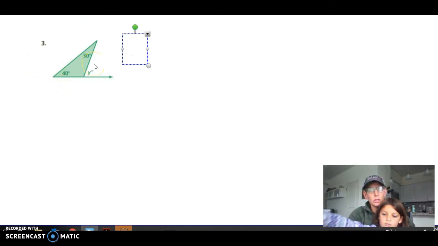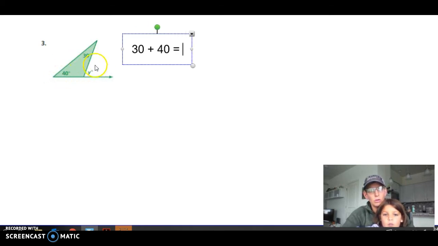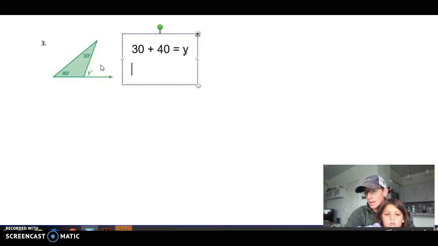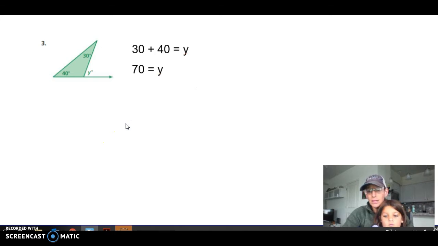So what we're going to do here is take the two non-adjacent angles, so this 30 degrees plus this 40 degrees, and that's going to equal the exterior angle here, y. This is a nice one. 30 plus 40 is one I can do in my head nicely. That's going to be 70 degrees for that exterior angle, y. So this is great. Nice, easy type of problem.